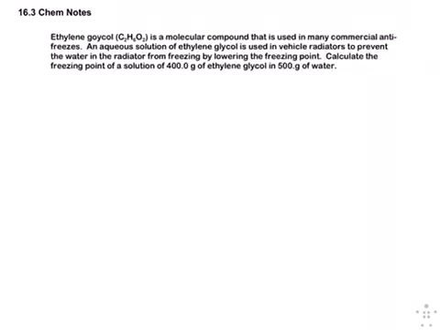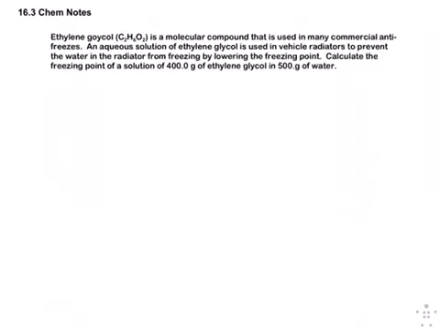All right, so we can put this into practice. Ethylene glycol, there's your formula, is a molecular compound that is used in many commercial antifreezes. An aqueous solution of it is used in vehicle radiators to prevent the water in the radiator from freezing by lowering the freezing point. Calculate the freezing point of a solution of 400 grams in 500 grams of water.